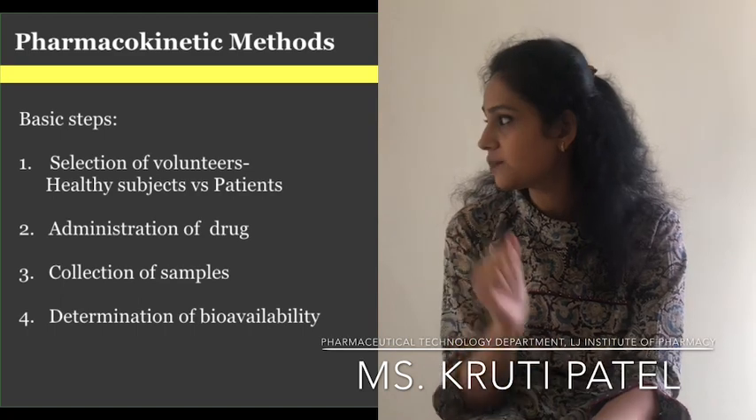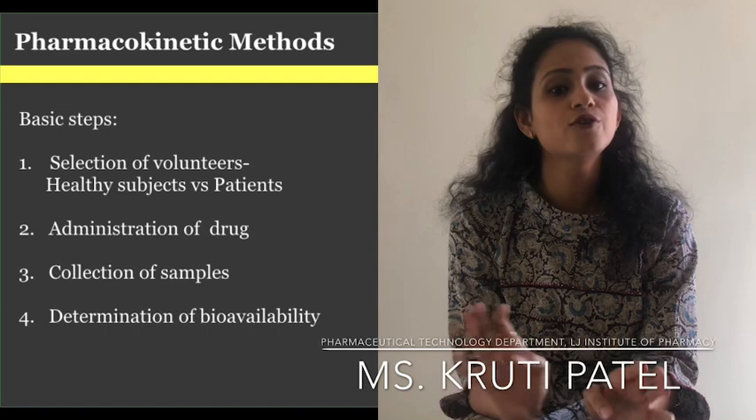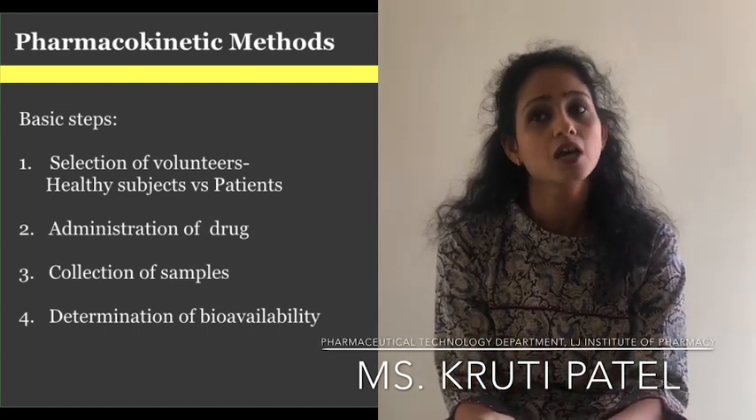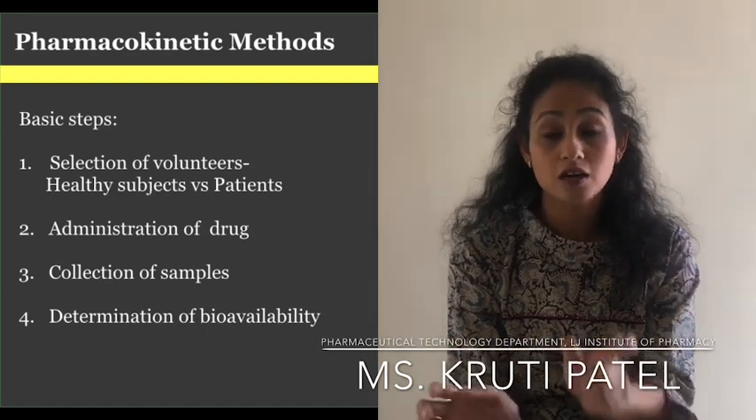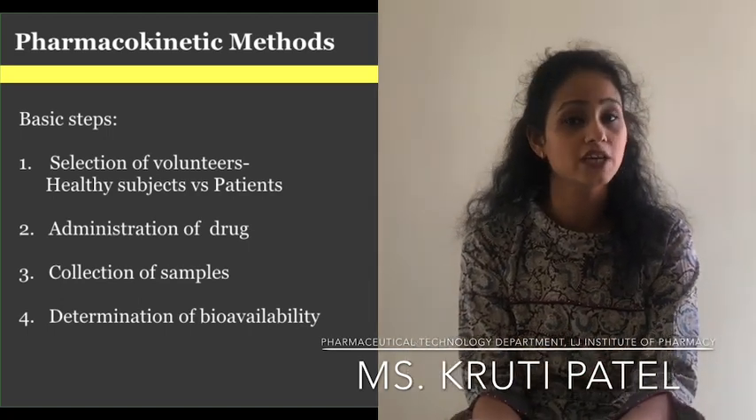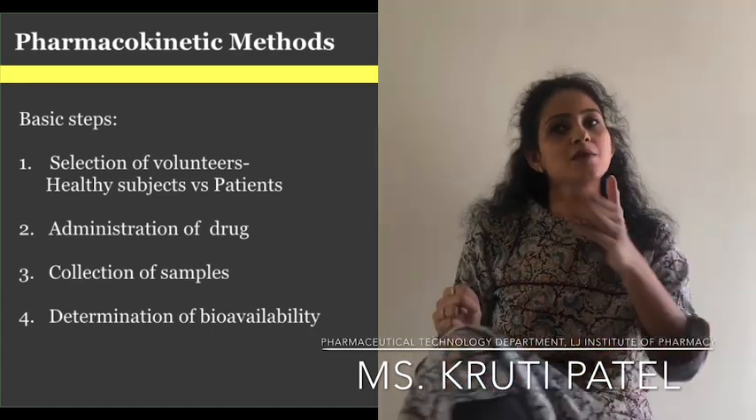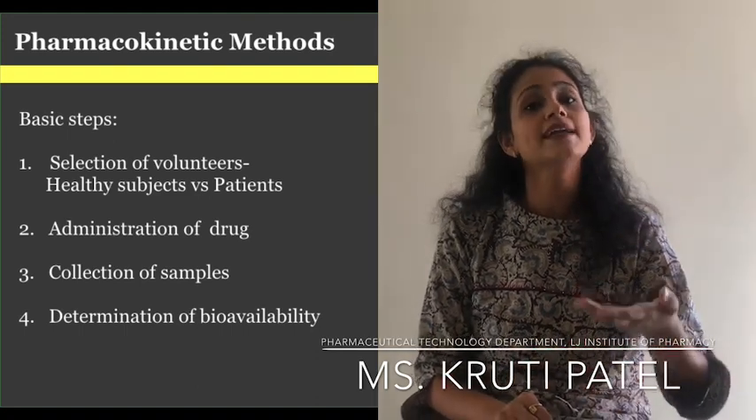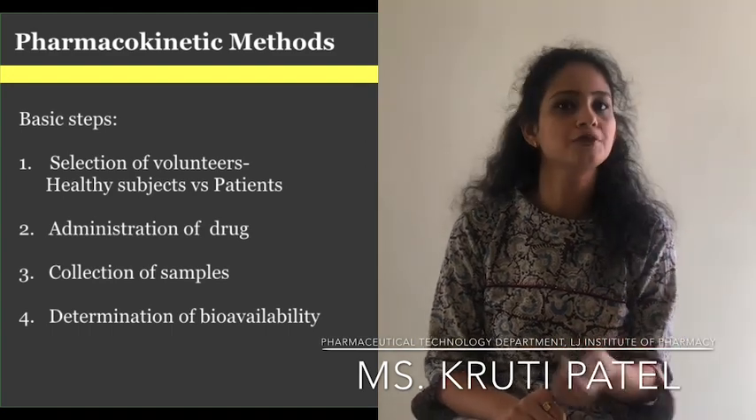Okay, so if you look at the basic steps, then first is selection of volunteers. Now you all know that we have to go for healthy subjects, not patients. Healthy subjects means healthy human volunteers between a specific age, that is 30 to 40, and persons not having any other disease or not taking any medications. So these are known as healthy human volunteers. Then next is administration of drug. As I told you, first you have to select a person, then you have to administer the drug. Then collection of sample comes. That means at specific time intervals you have to withdraw a blood sample or urine sample and you have to analyze.